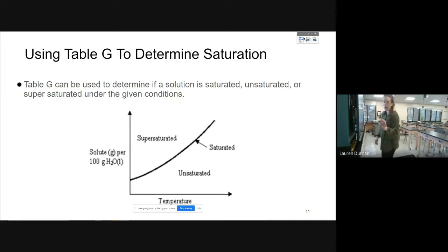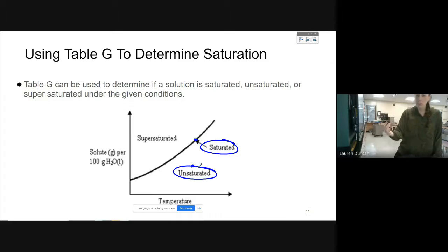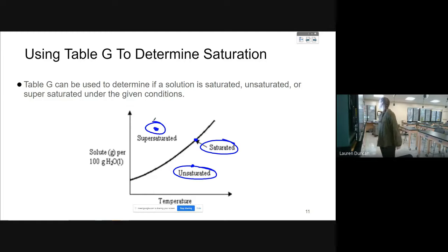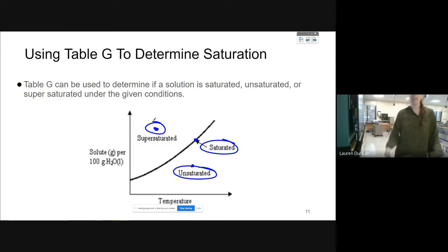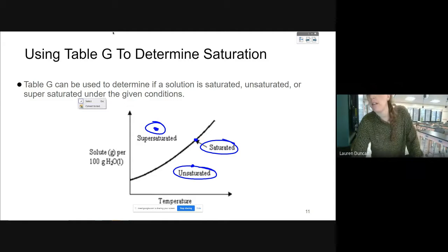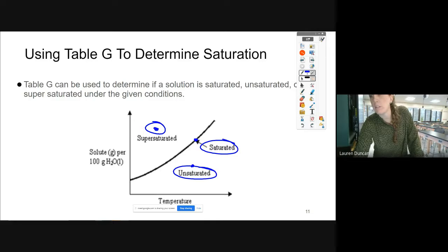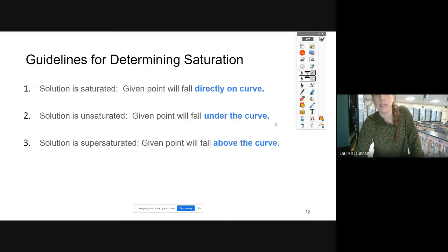If the coordinates, the point that you plot, fall right on the curve, the solution is saturated. If the point you plot falls under the curve, beneath it, the solution is unsaturated. And if the point falls above the curve, the solution would be supersaturated because it contains more dissolved solute than should fit at a given temperature. So on the curve is saturated, under it is unsaturated, and above it is supersaturated, which is exactly what this says here.